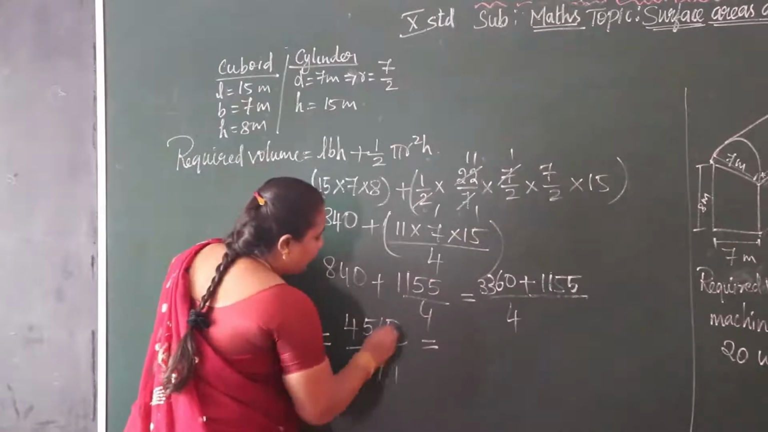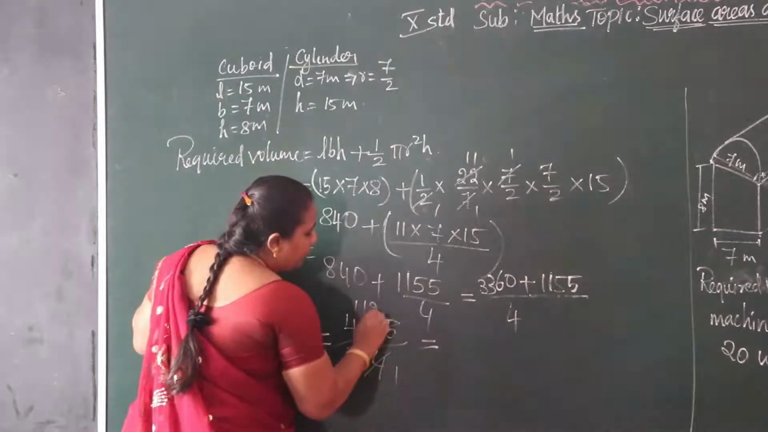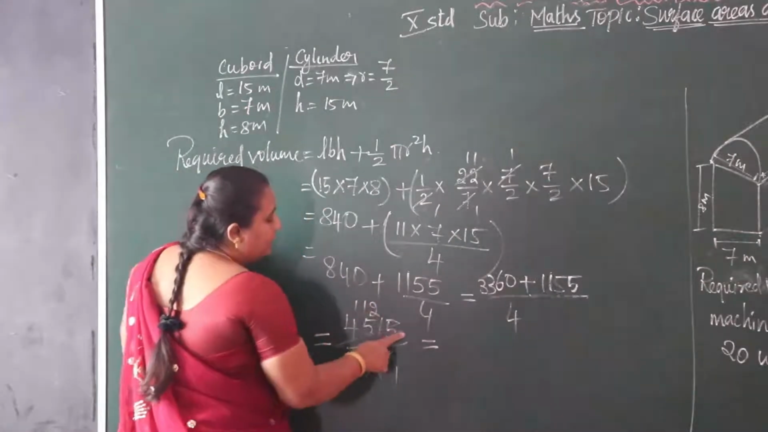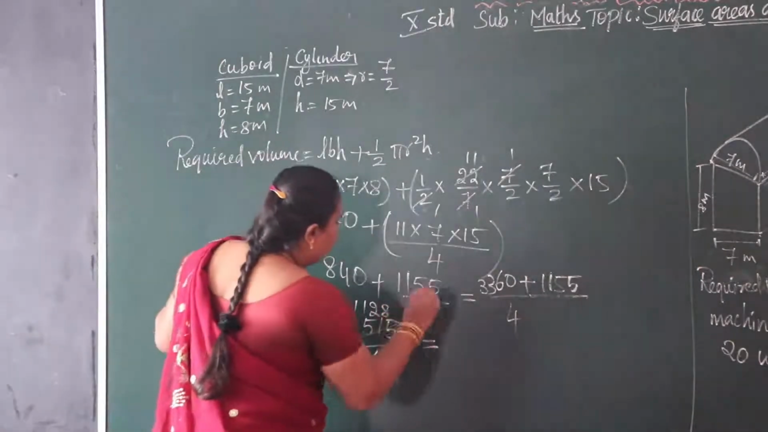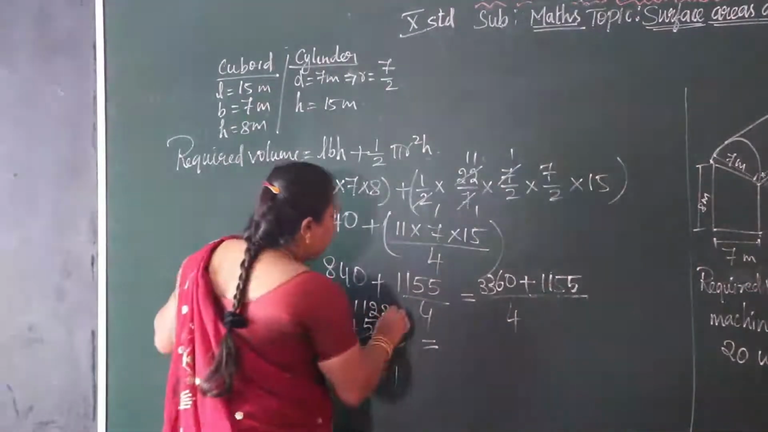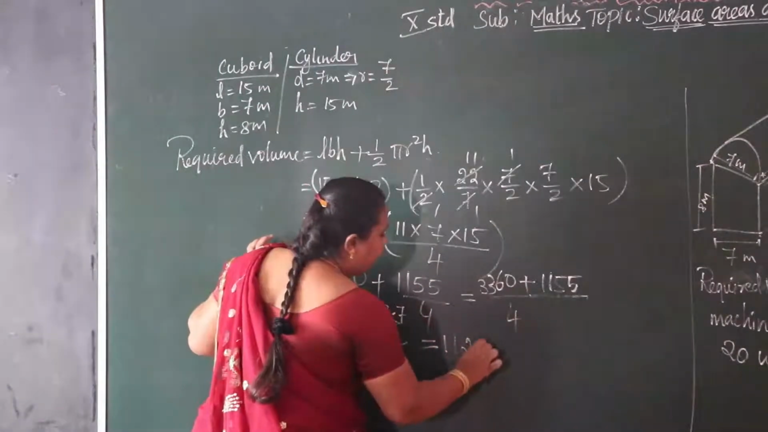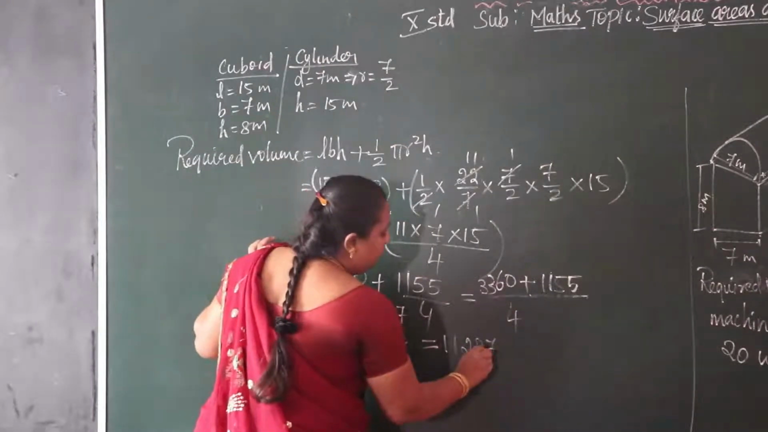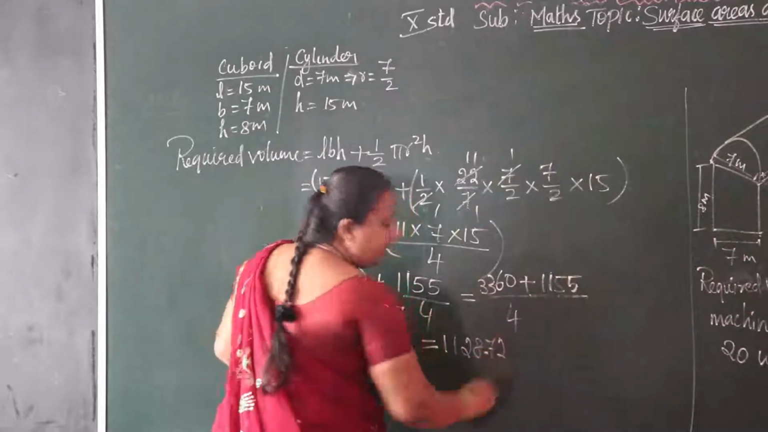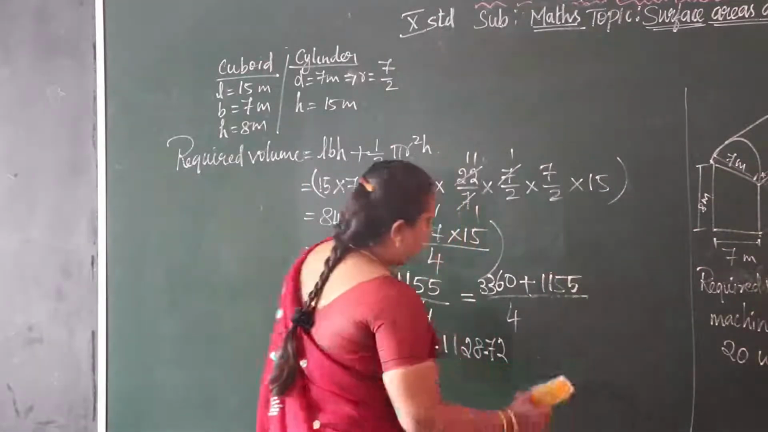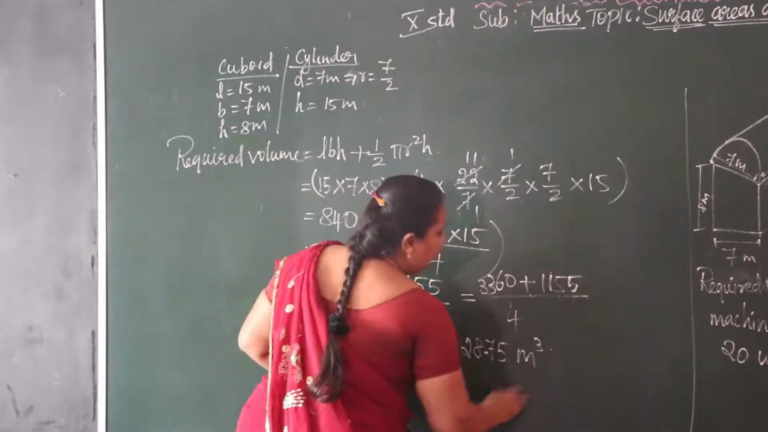See here, 4 ones are 4, 4 ones are 4, 1 balance 1, 11, 4 twos are 8, 3 balance 35. So 4 8s are 32, balance 3 again, 0.7. Okay, so this is the value 1128.75, okay, 7.5 meter cube, unit meter cube.